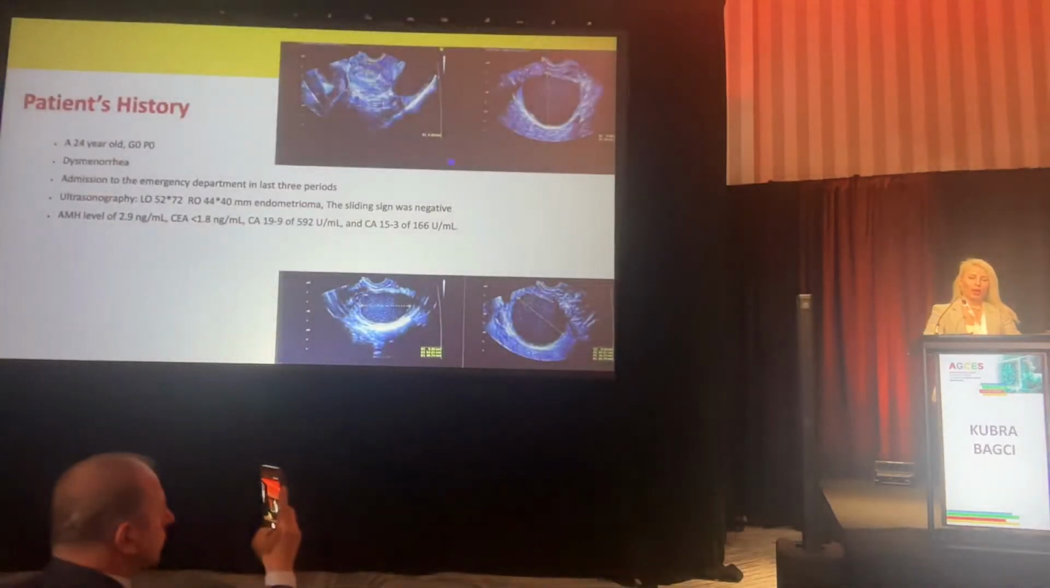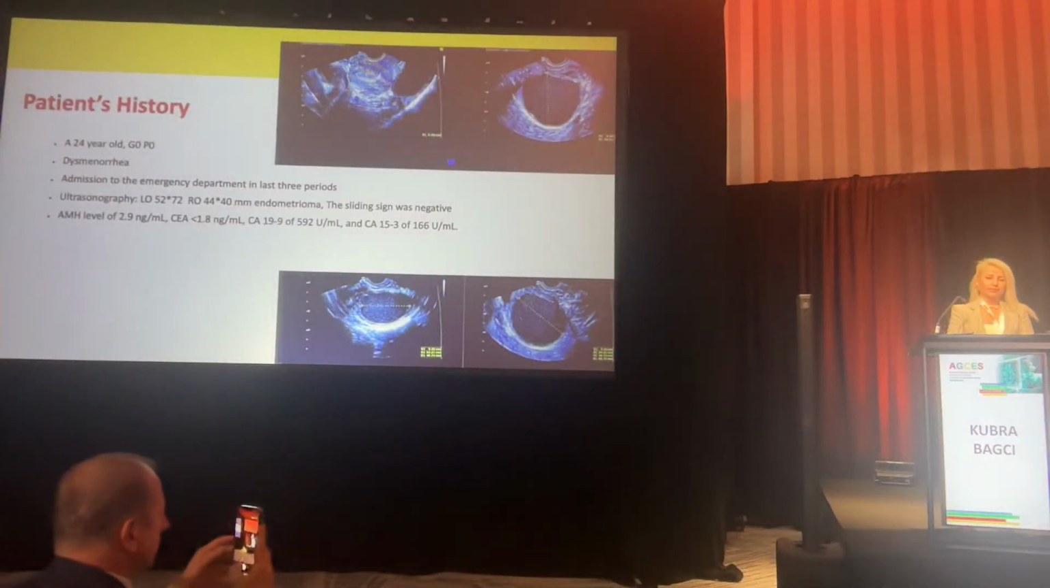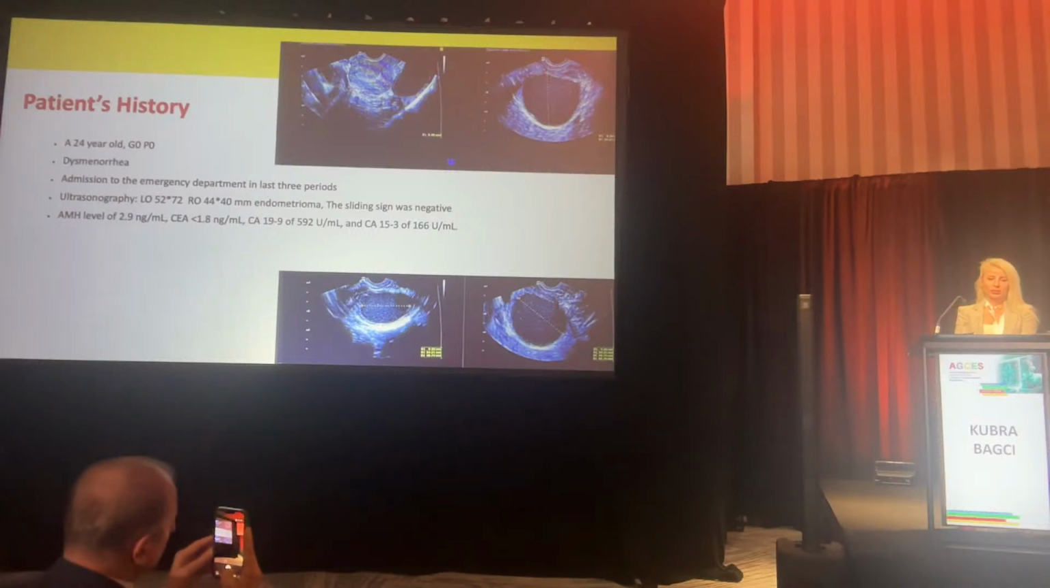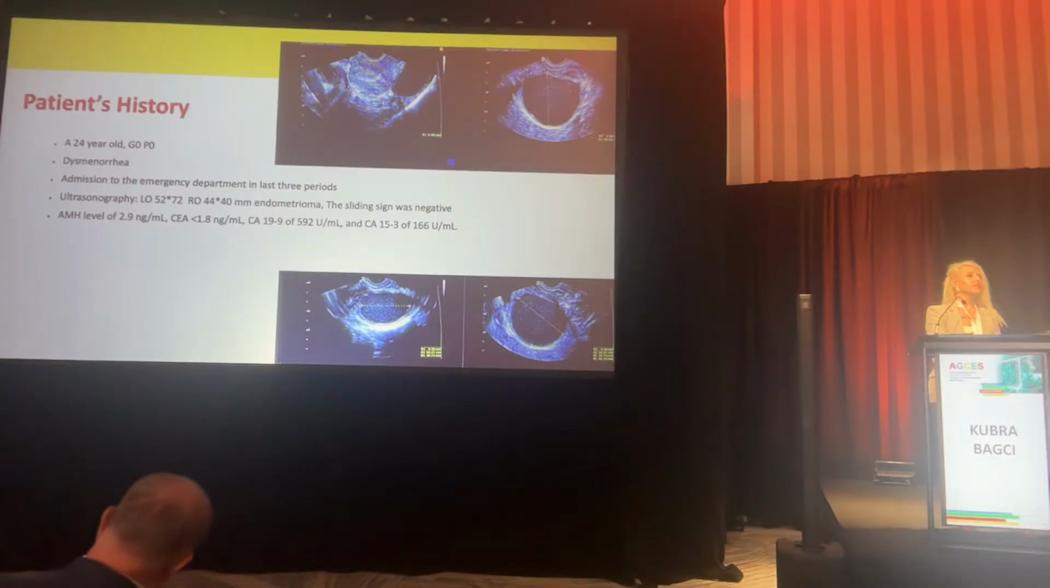A 24-year-old nulliparous woman presented with severe dysmenorrhea and recurrent emergency admissions. Ultrasonography revealed bilateral ovarian endometriomas. The sliding sign was negative, and tumor markers were elevated.